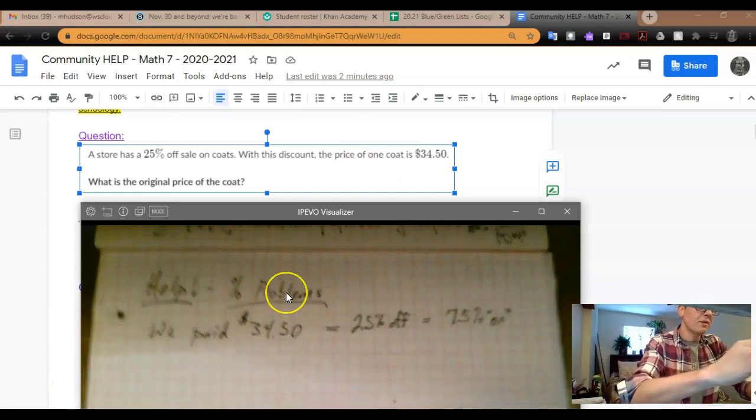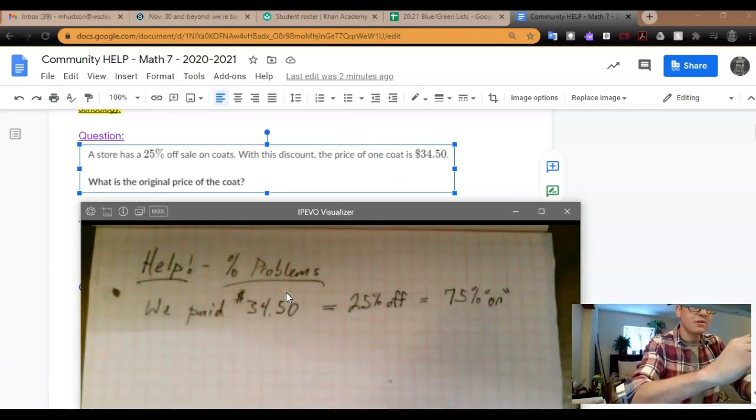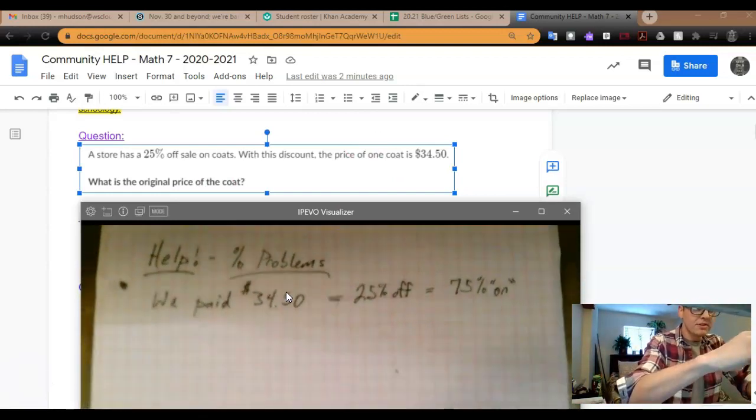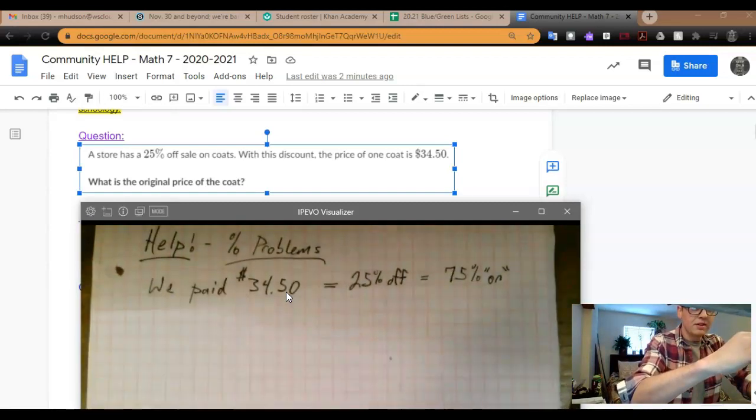I'm going to try to get my camera to stop changing its focus. So sorry if that's slightly out. Let's try to get it back in and then get it to stop.